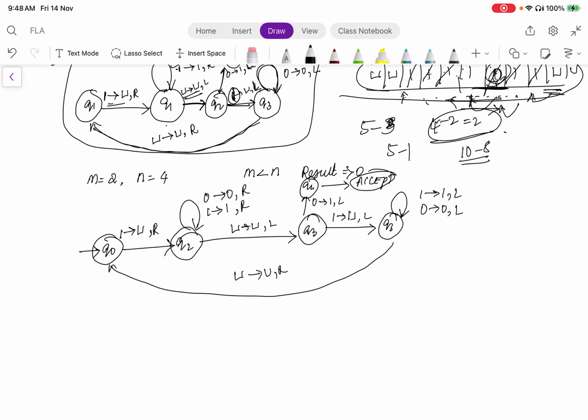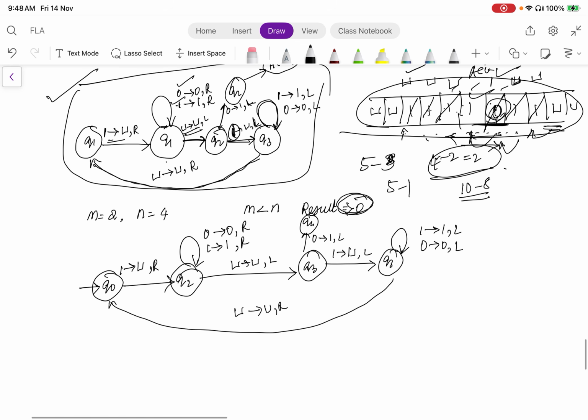Okay, so here, this was the accept state for the previous Turing machine, right? But this shouldn't be the accept state for this one because the string should be accepted when it is zero. So this will not be the accept state.